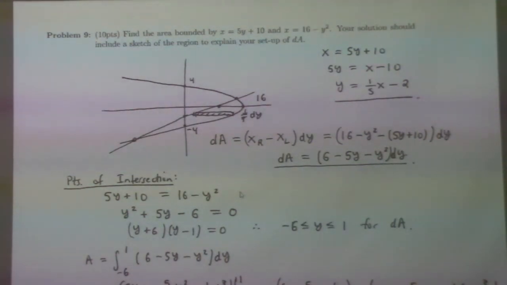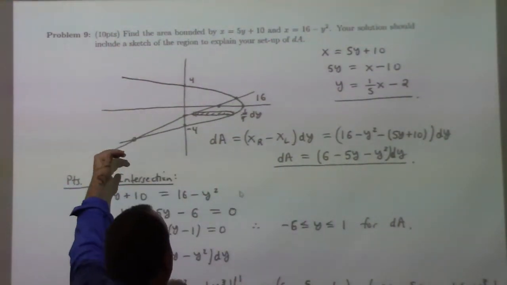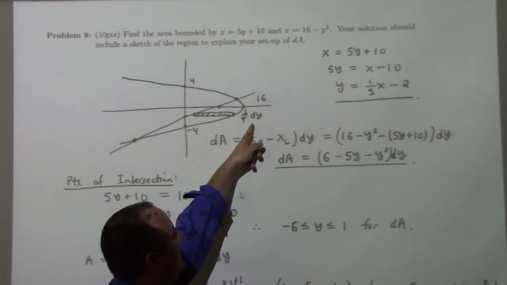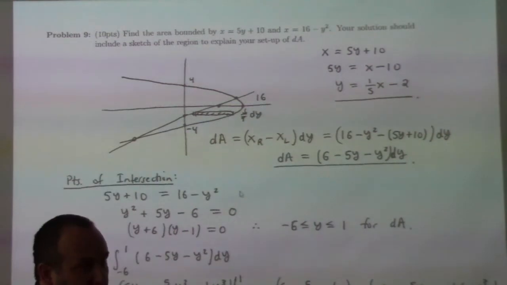So some of you had this picture kind of sort of right, but your line was going the wrong way. But that wouldn't have actually stopped you from doing it necessarily. But anyway, I need the right x minus the left x, which in this case is 16 minus (y squared minus 5y plus 10). So my dA is (6 minus 5y minus y squared) dy. And then I need to figure out from where to where. I've got a dy, which means I need to do an integration over y. I need to find the y minimum and the y maximum to set up my integration.